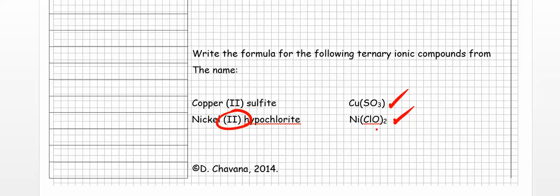Can I rename this as NiClO2O2? Can I do that? The answer is no. This is not like algebra where I can distribute that 2. What this 2 means is that there's 2 of these ClO units. So I cannot distribute that 2. The formula would simply be Ni(ClO) with a subscript of 2, just like that.